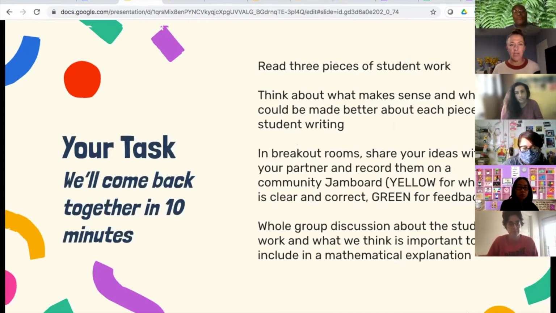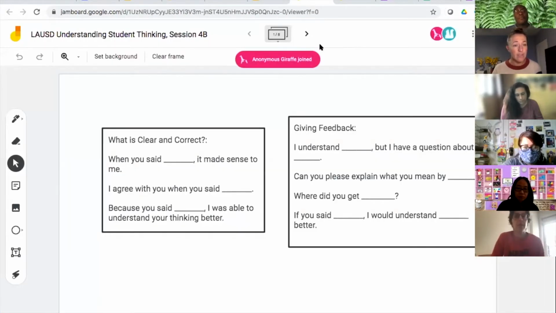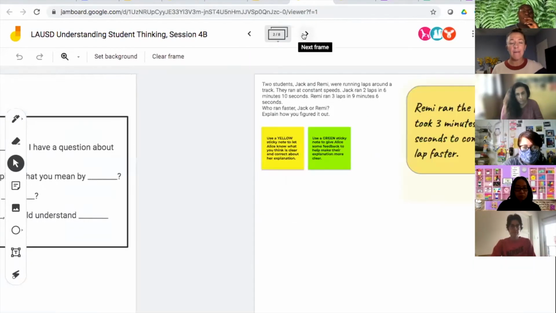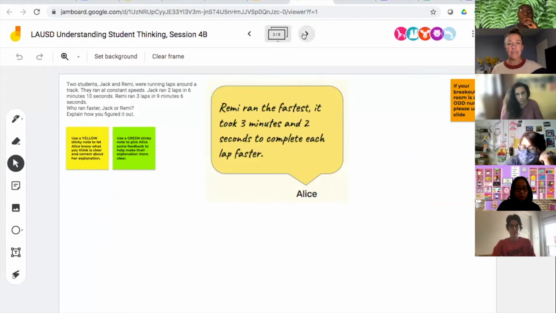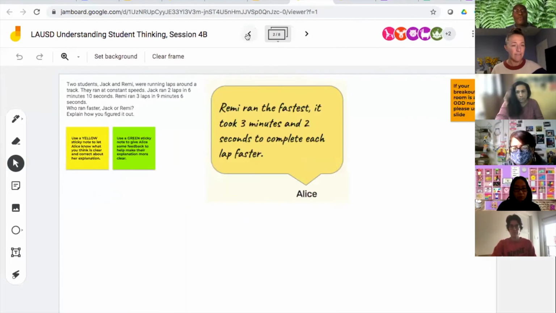Solana has just dropped the Jamboard into the chat. Thank you. So on slide 1, you'll find those sentence frames if you wish for both what's clear and correct and also for giving feedback. And then if you click through, there's Alice's, there's Bianca's, and there's Charlie's, okay? We only have 3 groups. So if you wish to just stay on this set, I think that would be totally fine. Don't feel like you have to keep going into the evens and odds and things like that. If you just want to land on those first 4 slides, that would be great.